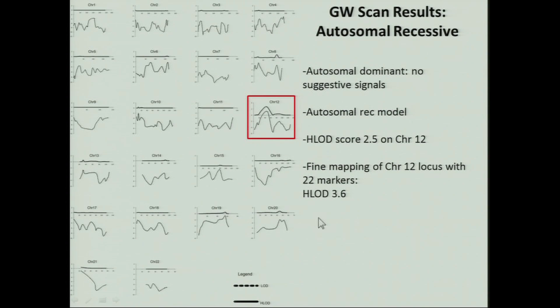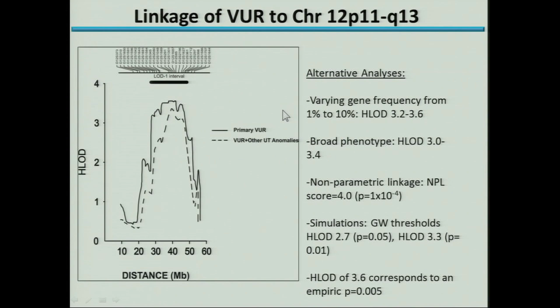So we found a LOD score of 2.5, which is suggestive of linkage, but like I said, about a LOD score of 3 to 3.3 is needed for significance. I fine mapped with more markers, and we achieved a LOD score significance of 3.6, thinking that our gene is in this area of chromosome 12. Here again, you can see in this picture, the graph, on the y-axis is the LOD score, on the x-axis is the distance in megabases.